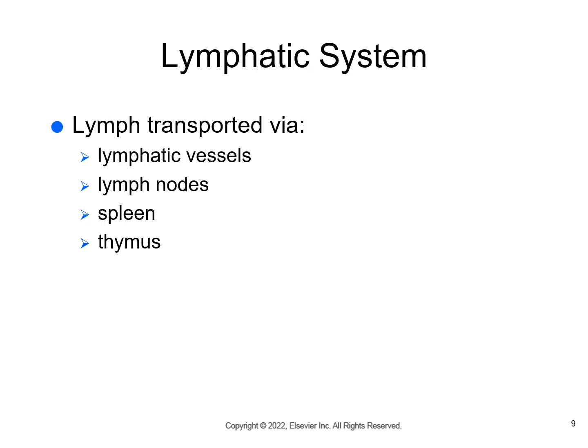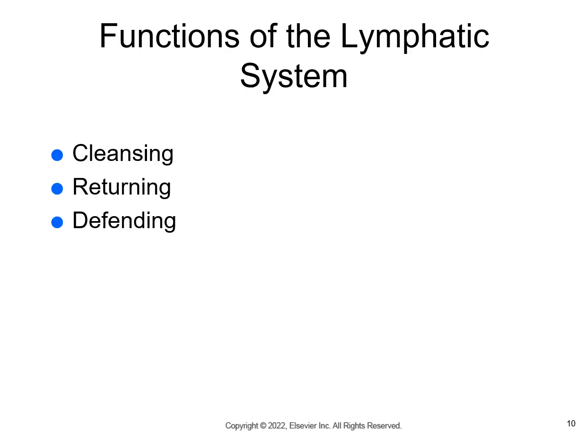And looking at circulation, we also have to consider the lymphatic system. The lymph is transported through the body in its own circuit system, as the blood components are. In the lymph system, the major structures are the lymphatic vessels, the lymph nodes, and then as organ structures, the spleen and the thymus. The lymphatic system functions in the body in three primary ways. One, by cleansing, also by returning and defending.